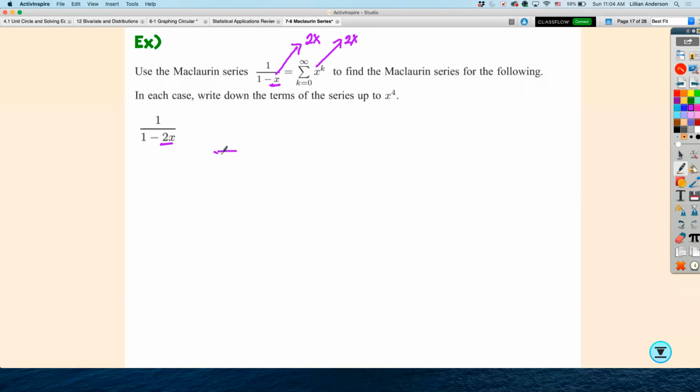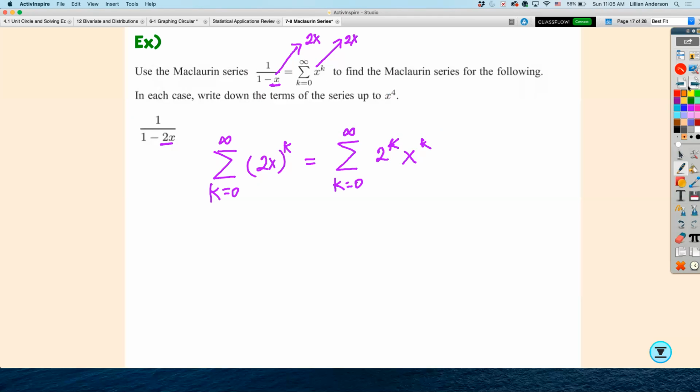So essentially what this becomes is the sum as k equals 0 to infinity of 2x raised to the k power. All right, we can simplify that just a little bit because remember, a power to a power, we would multiply. So technically this is 2 to the k power times x to the k power. From here, now that we have the Maclaurin series for this function 1 over 1 minus 2x, we can write out the series up to x to the fourth.